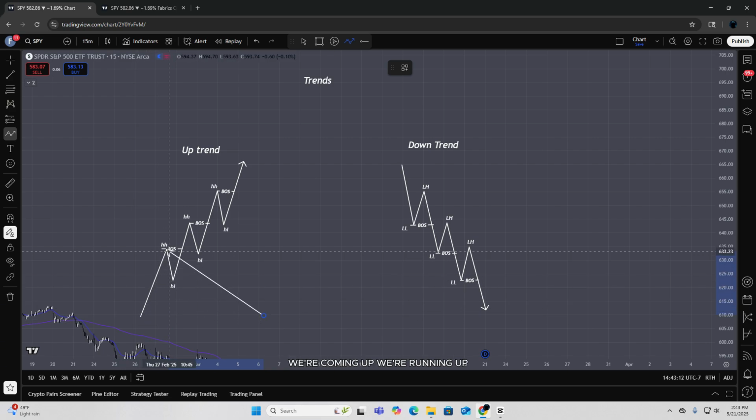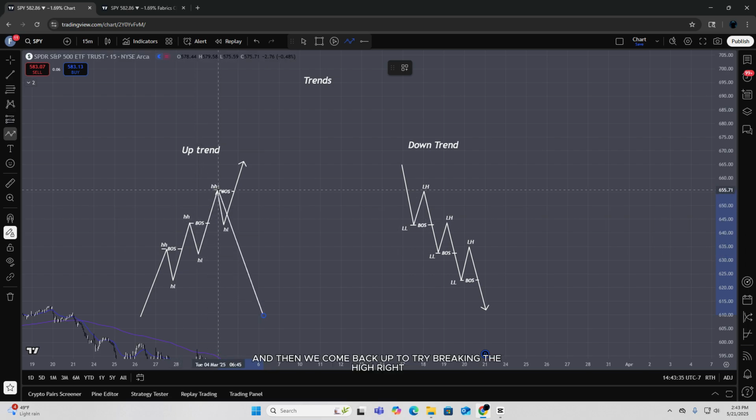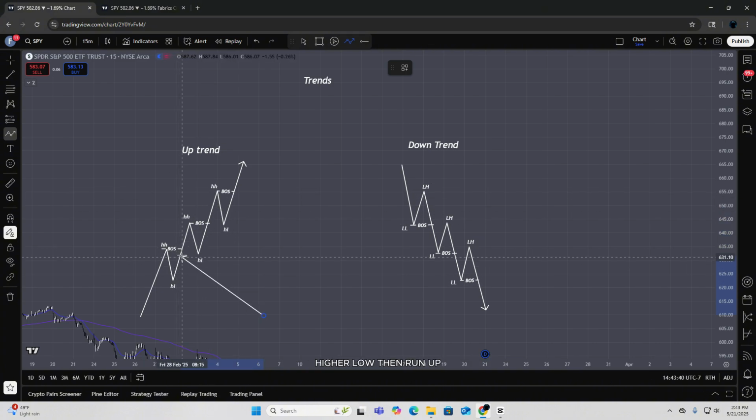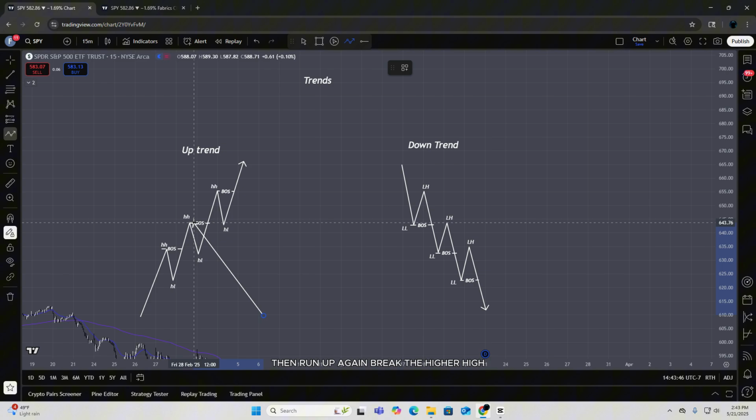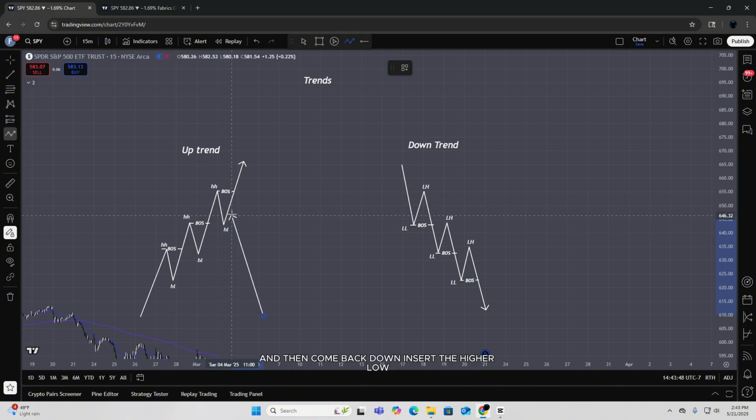This is an uptrend. We're running up, inserting higher highs, and then we pull down, inserting a higher low. Then we come up, create a higher high, then come down, create a higher low. BOS stands for break of structure, because every time we insert a high and come back down, we're trying to run up and break the previous high to continue the trend. So we come up, higher low, then run up and break this high, then pull down, run up again, break the higher high, and come back down, insert the higher low, then come up. This is an uptrend.